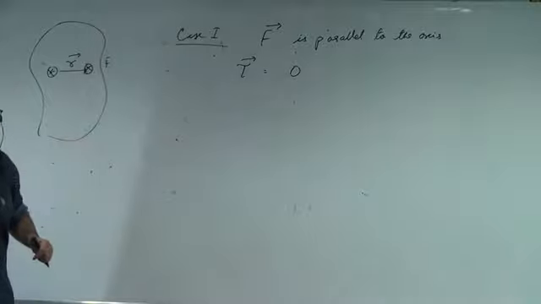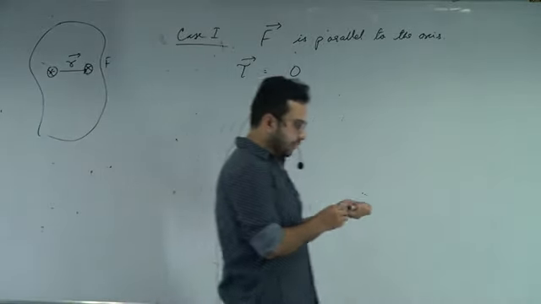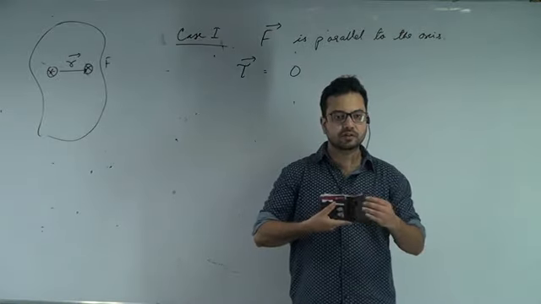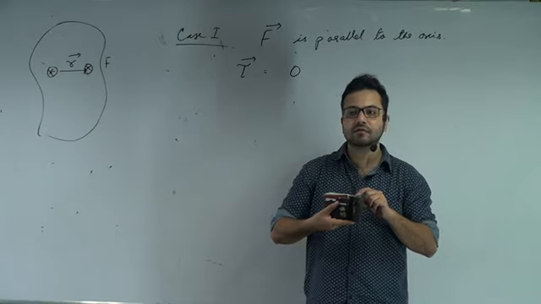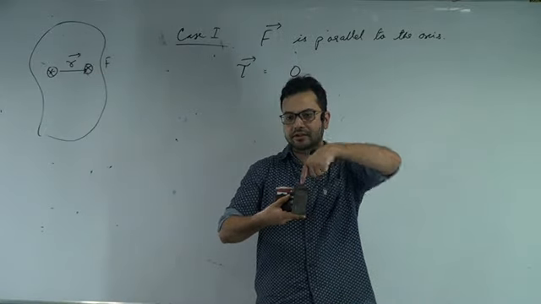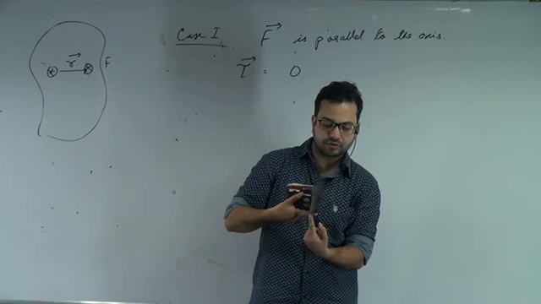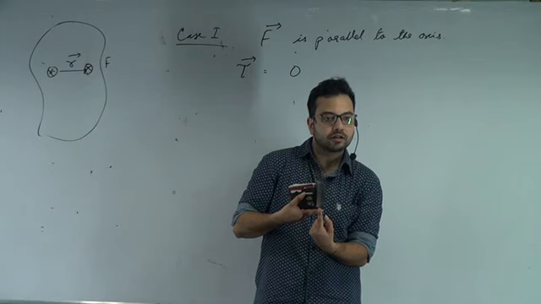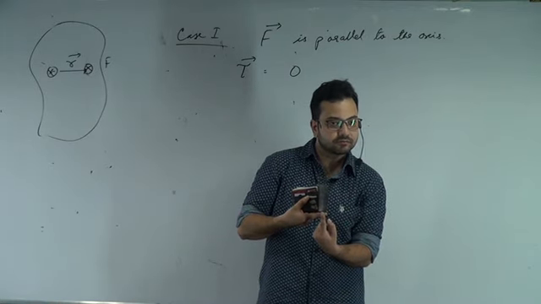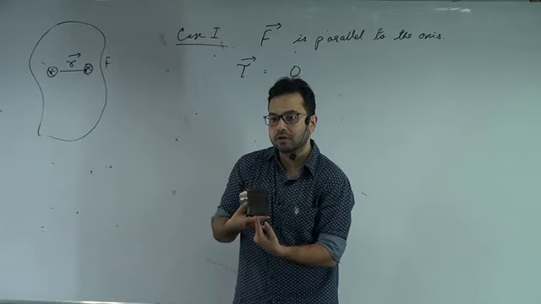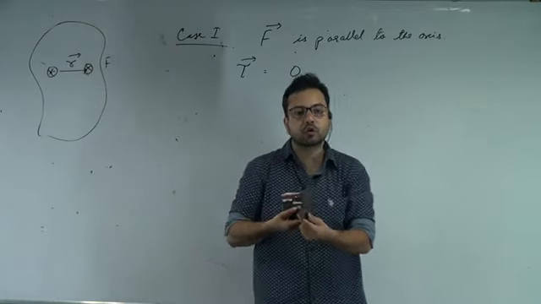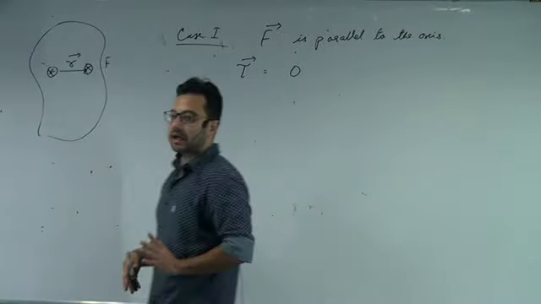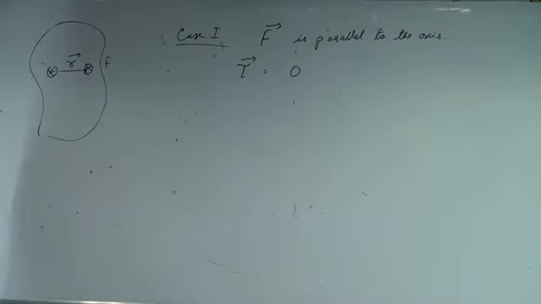For example, take that door. Suppose this is a door. What is the axis of rotation? This is the axis of rotation, going like this. Now I'm applying a force parallel to the axis. Do you expect it to rotate? It is not going to rotate. Is that clear? That is why the torque would be 0, because it does not have this degree of freedom to rotate. So wherever the force is parallel to the axis, the torque would be 0.